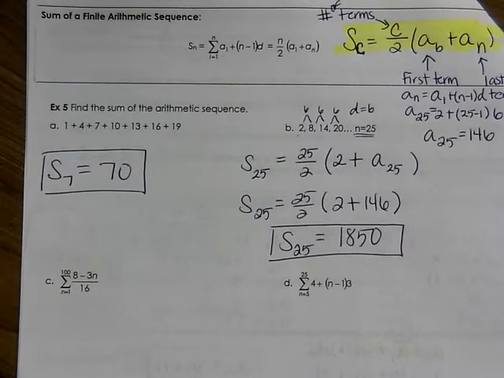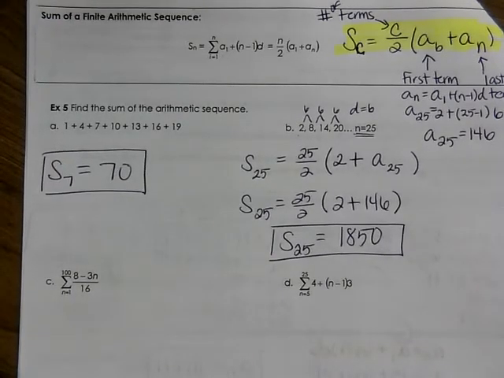Okay, everybody okay on B? Finding that 25th term and then using the formula? Okay, C is different. Why? It's not a list. This time I have the general rule, okay? So I can just find what I need using the rule. So let's think about what we need.